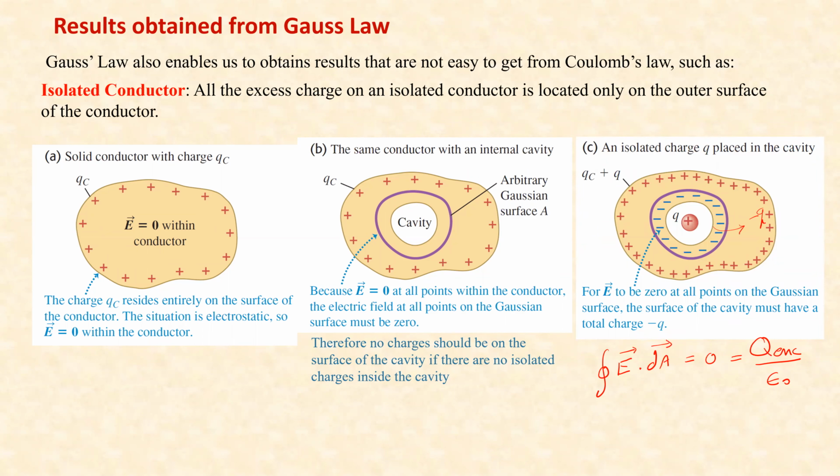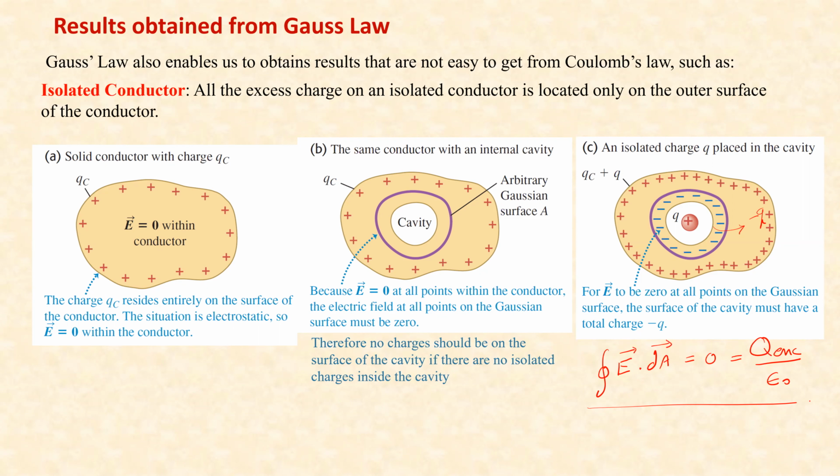Because you can now make this Gaussian surface smaller and smaller, and approach the surface of the cavity, you see that for all of those Gaussian surfaces on the way, you can make the same argument. There's no net charge inside. Therefore, if there is a positive charge in the cavity, there should be a negative charge of the same magnitude on the surface of the cavity, right?